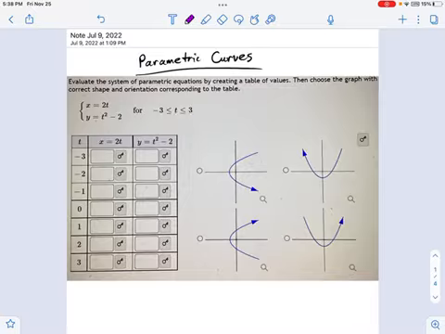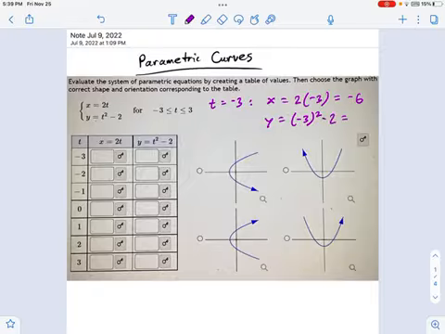For each one of those values of t, I'm going to plug it in and figure out what x and y are. As an example, t equals -3. Let's plug that in, see what we get. So x equals, from our equation, 2 times t. That's 2 times -3, which means -6. Great. And y equals, well, let's see, t squared. So that's -3 squared minus 2. Now that's going to be 9 minus 2, and that's just equal to 7.